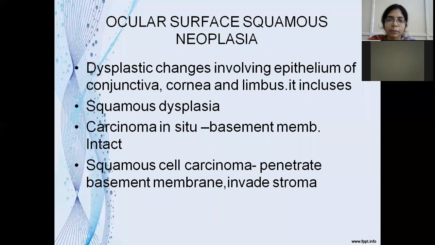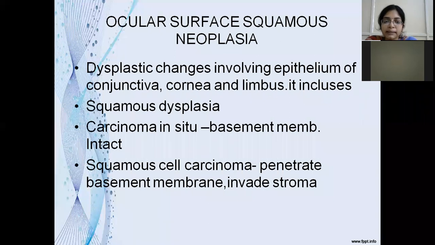Now, the last topic, a small one. This is important because as of now it is growing a bit. Ocular surface squamous neoplasia is again an important topic where, similar to other parts, you have changes involving the epithelium of the conjunctiva, cornea and limbus. So there are lots of dysplastic changes and it includes three main parts: squamous dysplasia, carcinoma in situ, and squamous cell carcinoma, stage-wise.